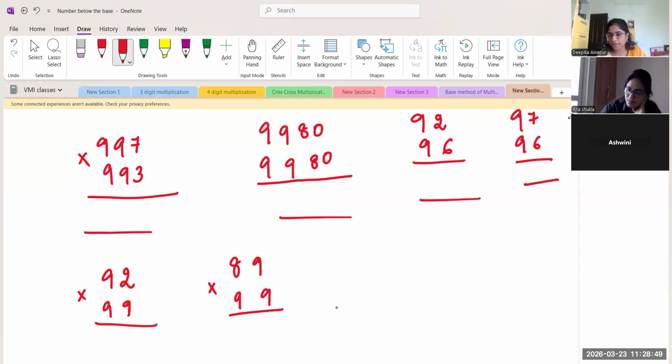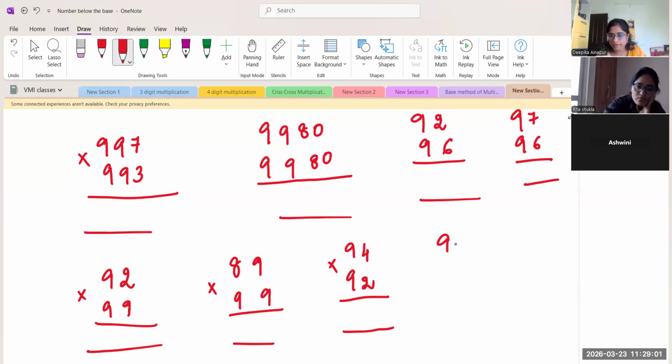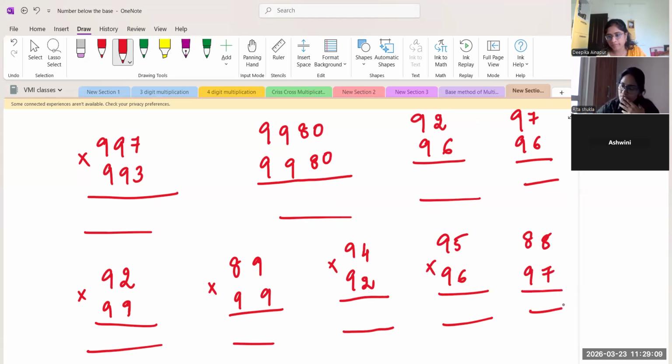89 into 99. 94 into 92. Any numbers below the base, you can just take two numbers which are near to the base and do it. Okay. And 95 into 96. 88 into 97.